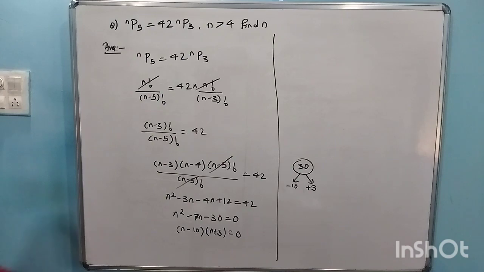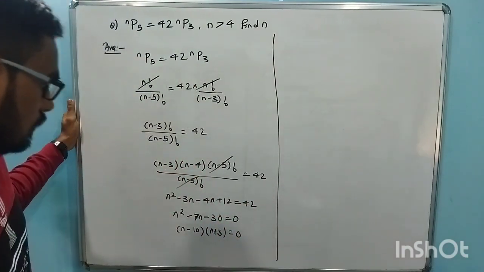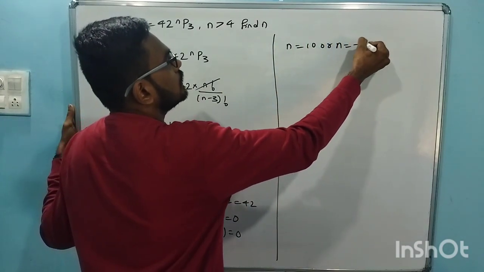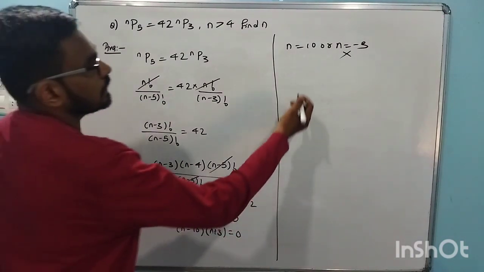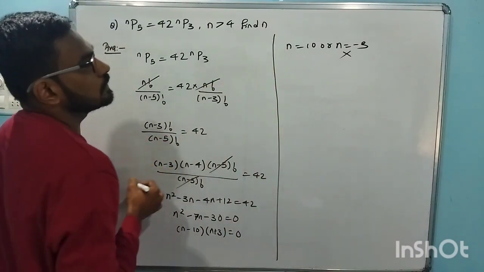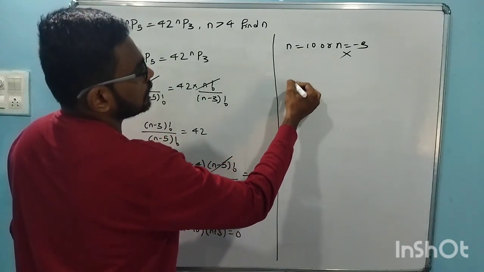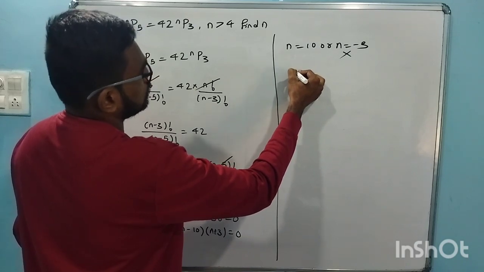So n minus 10, n plus 3, from this it will be n is equal to 10 or n is equal to minus 3, and this obviously we will discard. Why? Because n cannot be negative, so n starts from 0. So n cannot be negative, so therefore n is equal to 10.